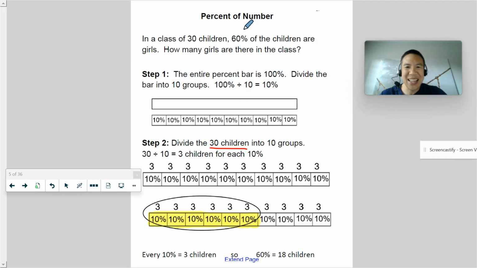So if the question was, what is 60%? 10%, 10%, 10%, 10%, 10%, 10%. 3 times 6 is 18. So if the question was, 20% are wearing the color red, how many students would it be? 10%, 10%, 3 and 3, 6.